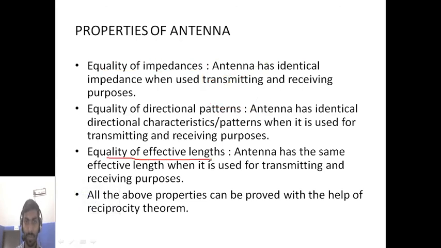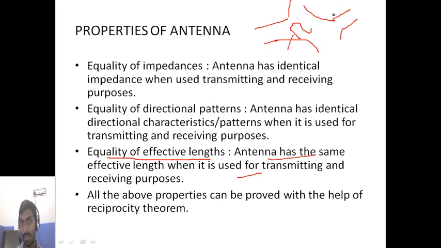Equality of effective wavelength. What do you mean by effective wavelength? Let me say an antenna has the same effective wavelength when used for transmitting and receiving. Let me say this is your transmitter antenna, and this is your receiver antenna. If there is a wavelength lambda of the transmitted wave, then your receiving antenna will also receive or decode a wave of wavelength lambda. It can't decode another wavelength. That is what effective wavelength means.